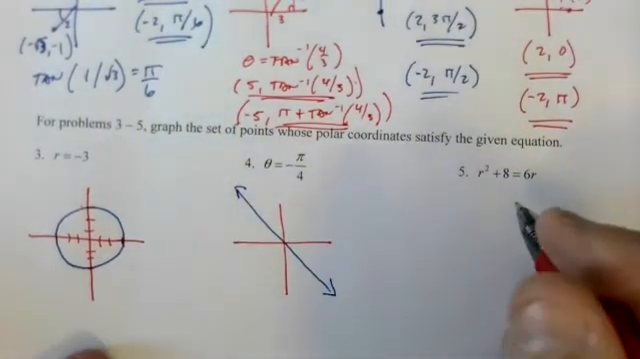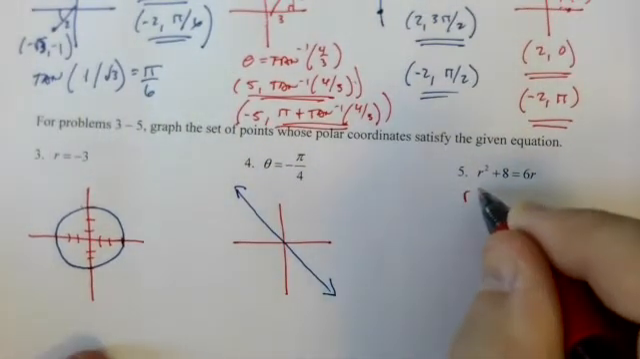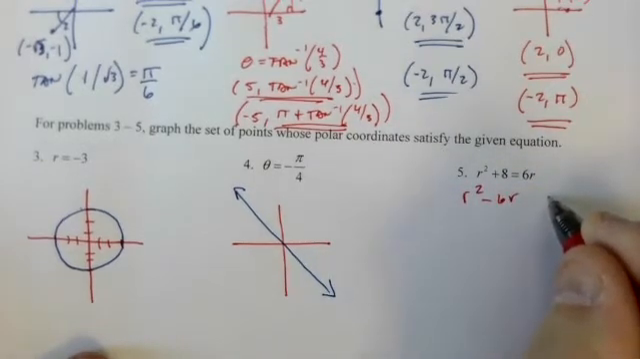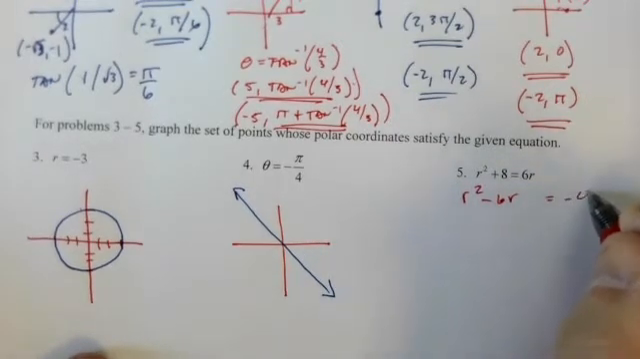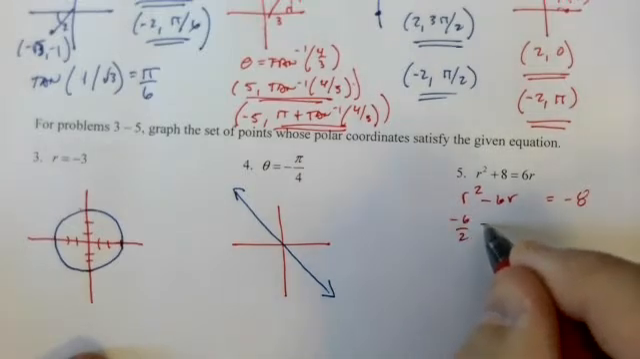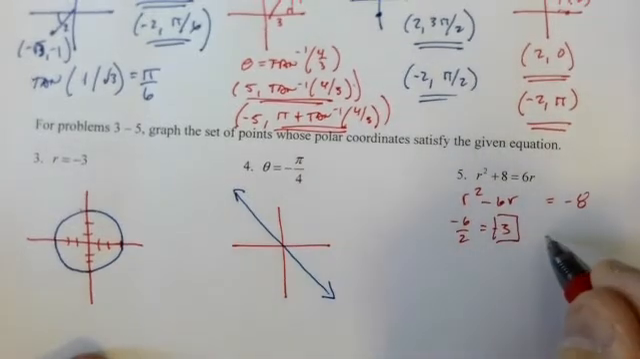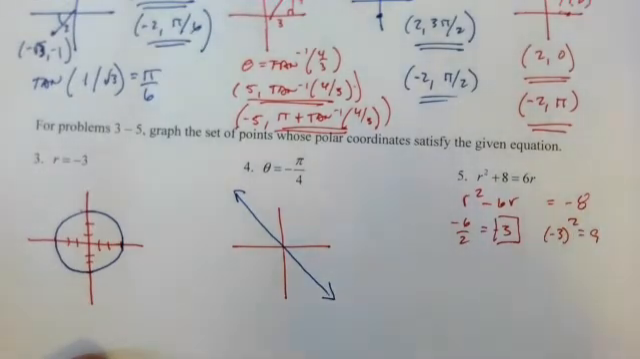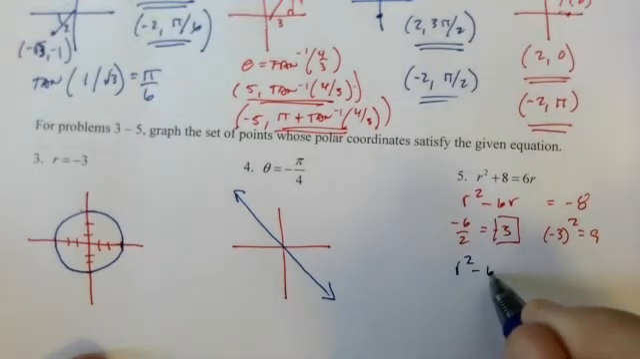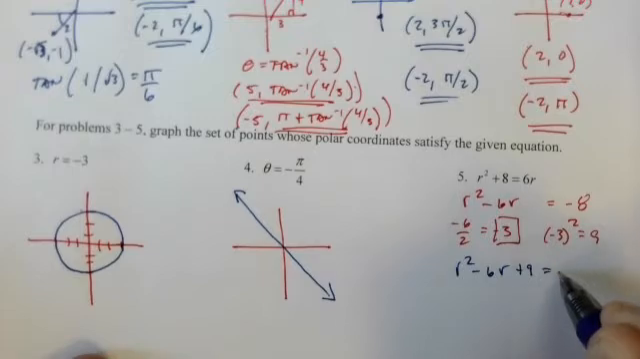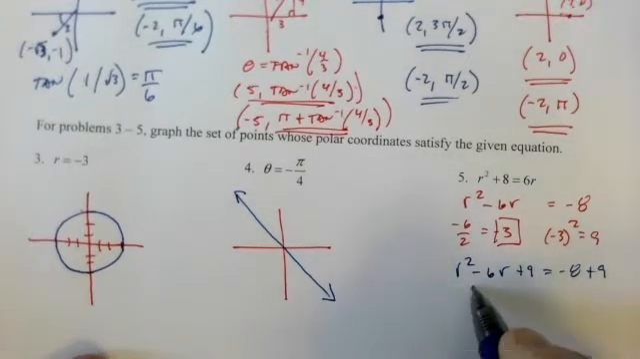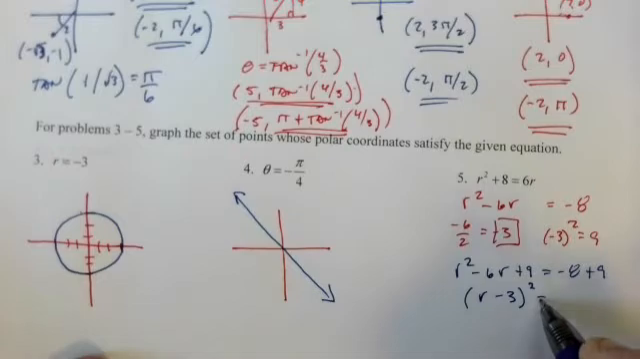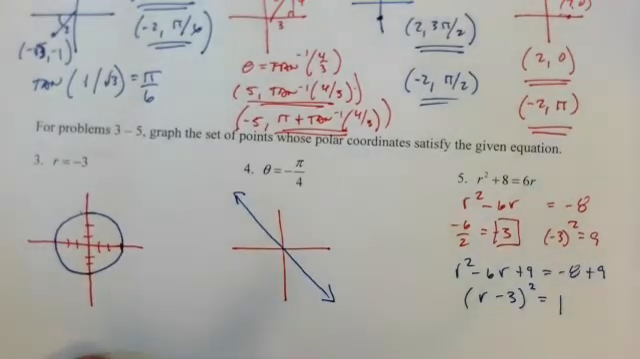R² + 8 = 6r. Looks like math time here. R² - 6r equals -8. -6/2 equals -3. Put it in a box. -3² equals 9. Okay. R² - 6r plus 9 equals -8 plus 9. What's in the box? -3. Careful, there's a negative there. Squared equals 1.